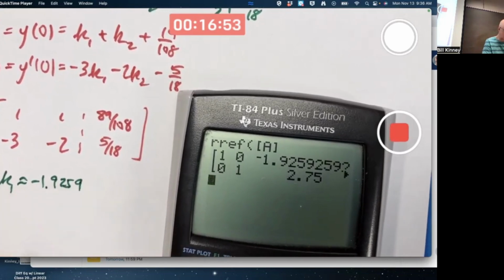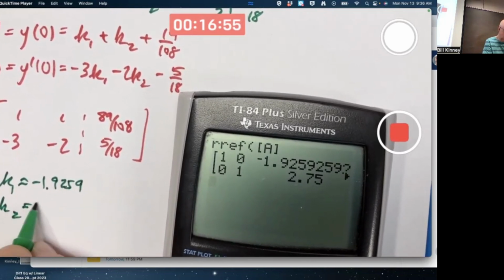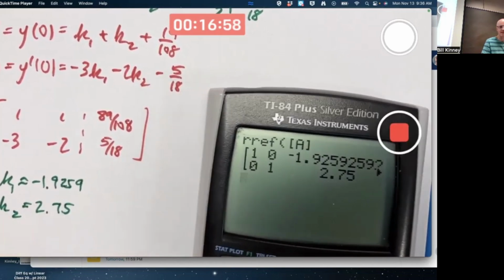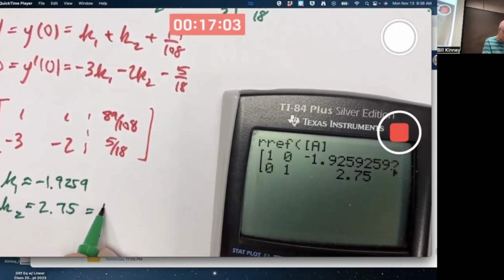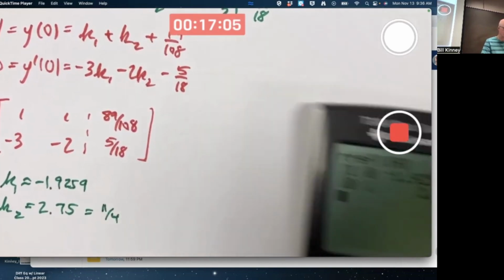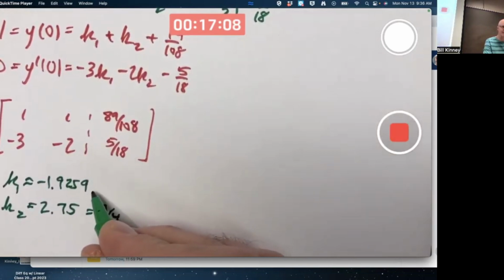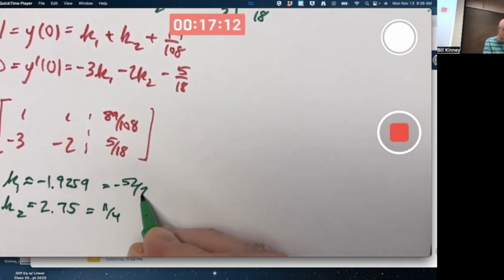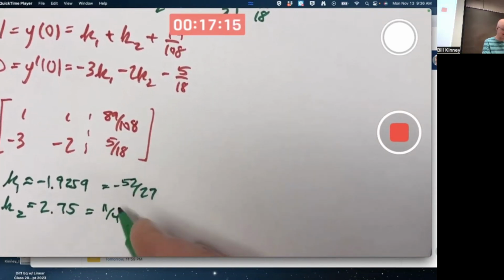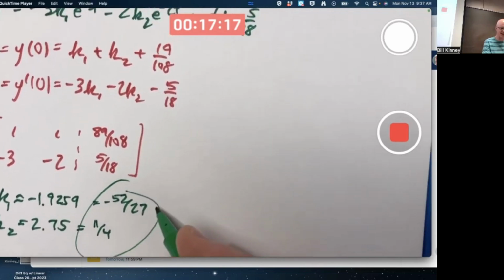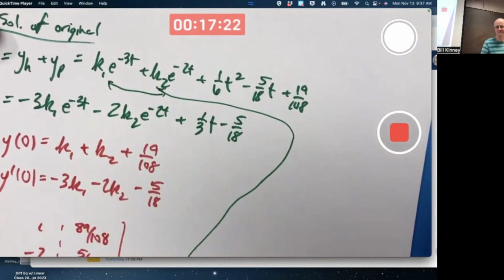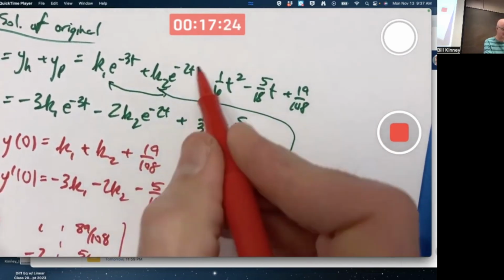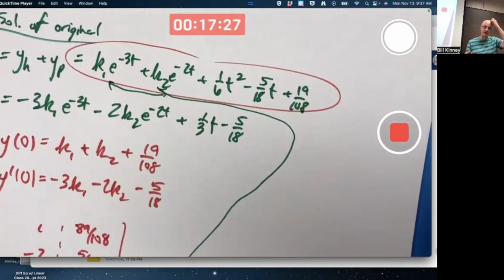If you found it as a fraction, great. K2 is 2.75 as a fraction. That would be what, 11 fourths? Does anybody want to tell me what this is as a fraction? -52 over 27. Okay. There we are. Plug those numbers back up in here. And then you're done. And all we're after is a scalar solution, so we'd be done.